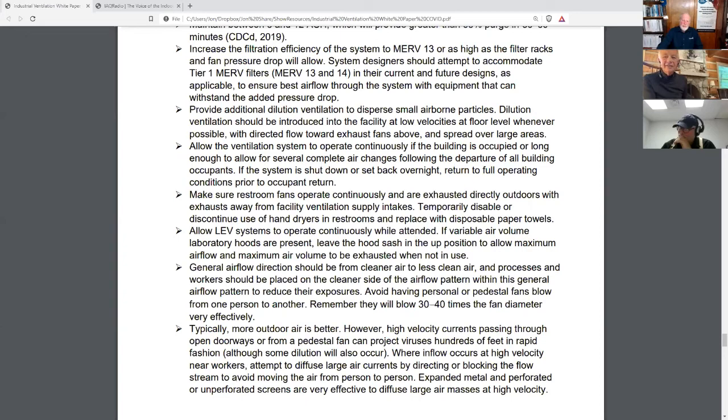Wow. But yeah, typically though, more outside air is better. But those high velocity air currents passing through open doorways or from the pedestal fan can project viruses hundreds of feet. And there you go. That's kind of it. If you have a problem with that, I'm sorry.